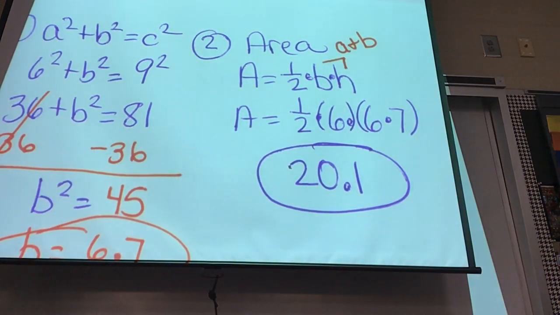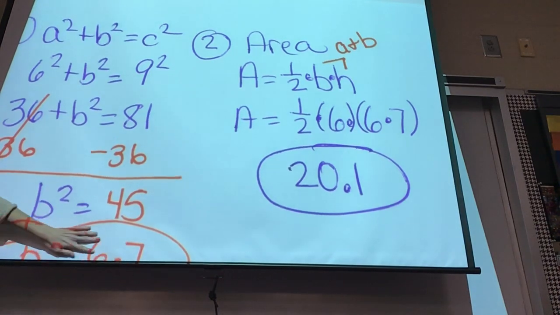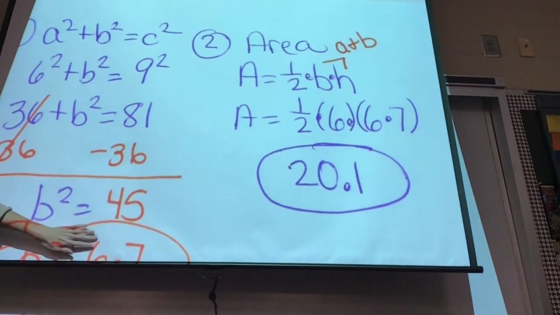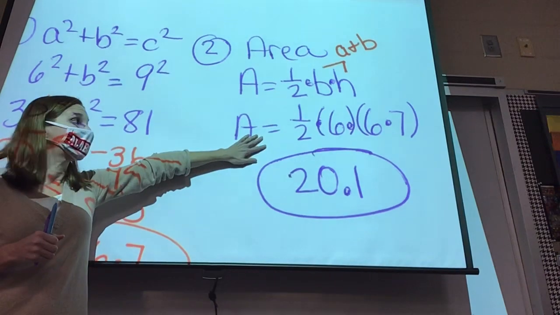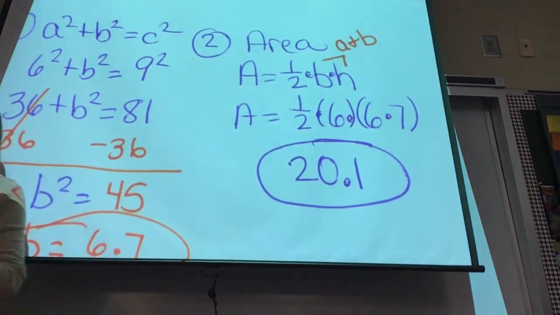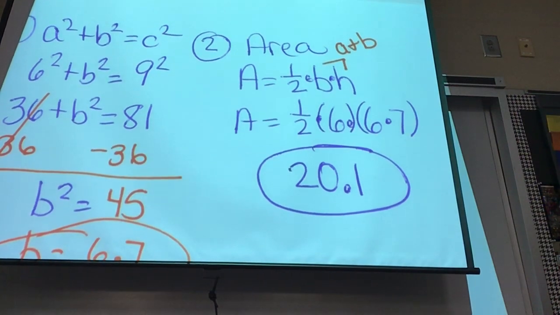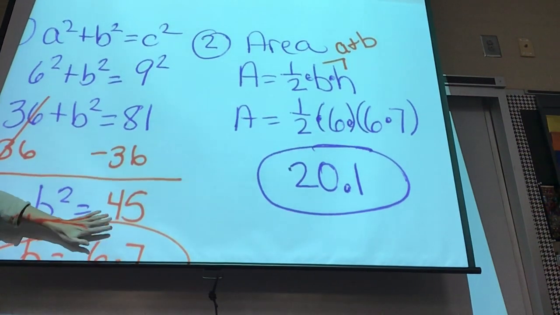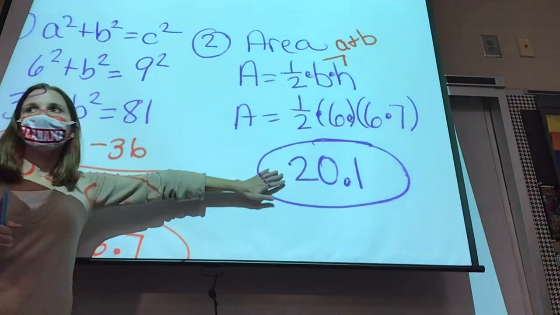So we've got two answers. We've got the 6.7 that we had to find, because if we don't have this, we can't do this. And then of course we've got our area. Does that make sense? We have to have this, otherwise we cannot do this.